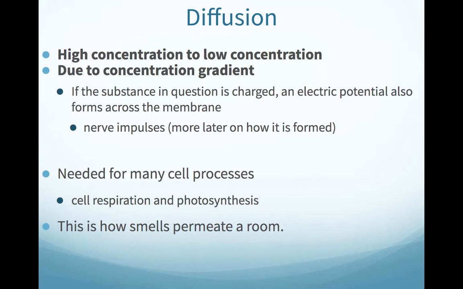So they move because of a concentration gradient. And this is necessary for a lot of cell processes we'll discuss in other videos, like cell respiration and photosynthesis. They're often used to actually then produce energy. And just in general, think of things like smells moving through a room. They are all concentrated in one area and then they spread out. But if you have a concentration gradient, things will move until they end up with equal concentrations.